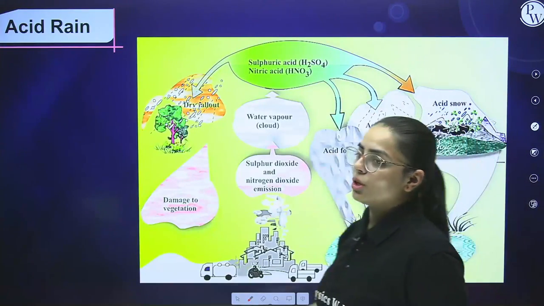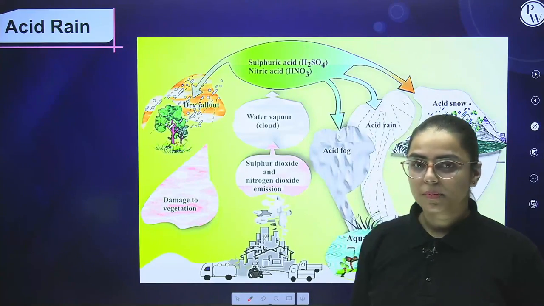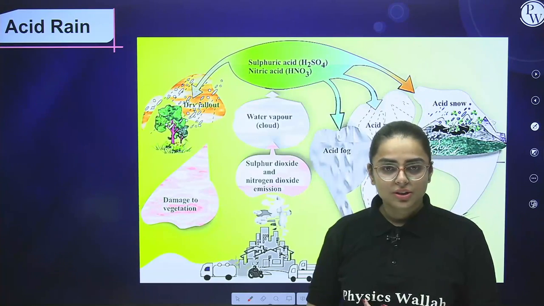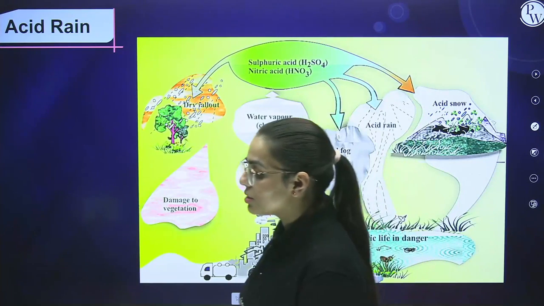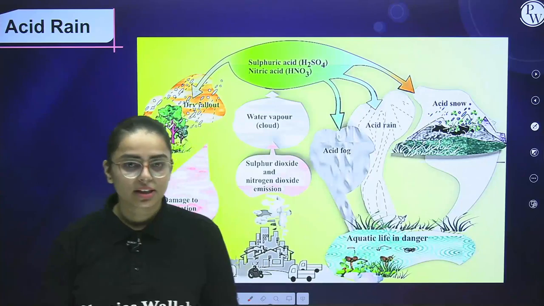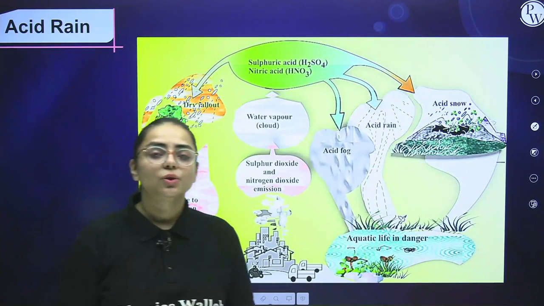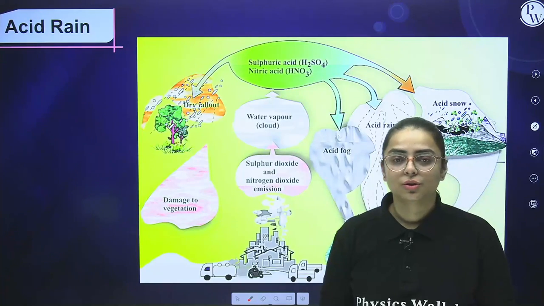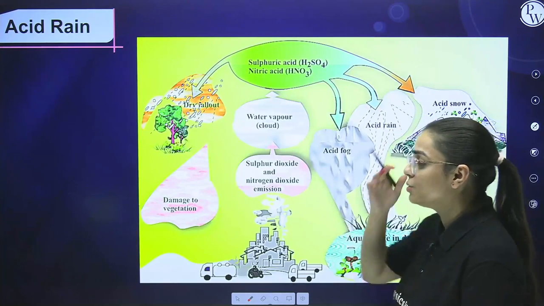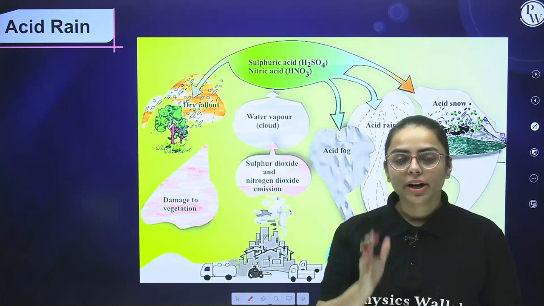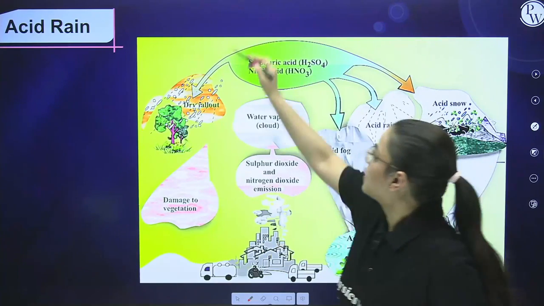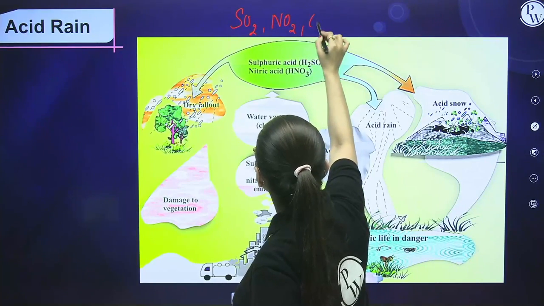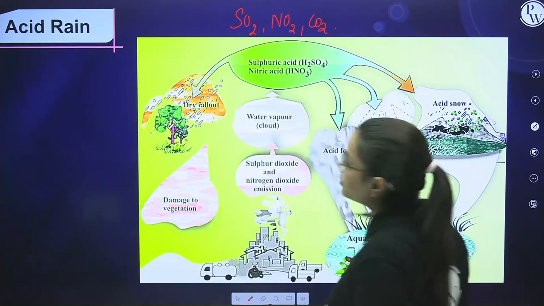Now comes the next topic, that is acid rain. In acid rain, basically, we are going to see that three are responsible for causing acid rain. If I talk of SO2, if I talk of NO2, if I talk of water, because all of these are going to cause acid rain. Sorry, not water, it is CO2. SO2, N2O, NO2 and CO2. They all are responsible. How are they responsible, students?